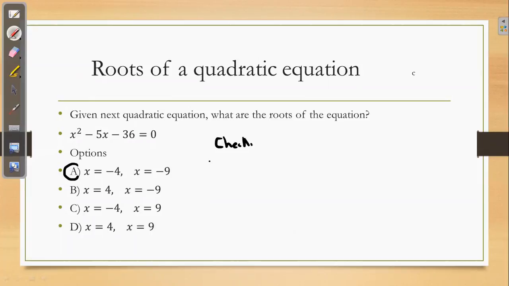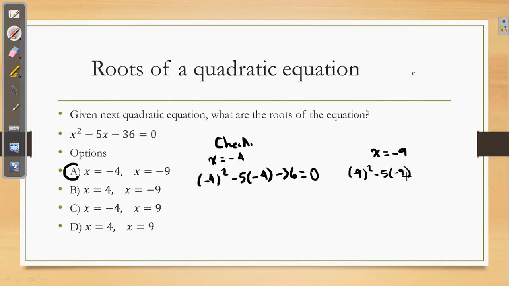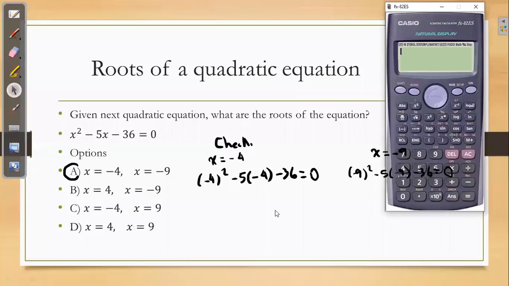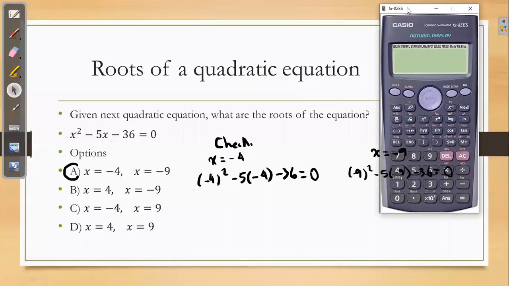In order to check, I'm going to replace first x equals -4. Here we're going to have -4 to the second power minus 5 times -4 minus 36, and it's supposed to give me 0. The other possible solution is x equals -9, and I'm going to do the same: -9 to the second power minus 5 times -9 minus 36 equals 0. If you remember, we solved expressions like this in our calculator, and that's why I'm going to solve these expressions here.